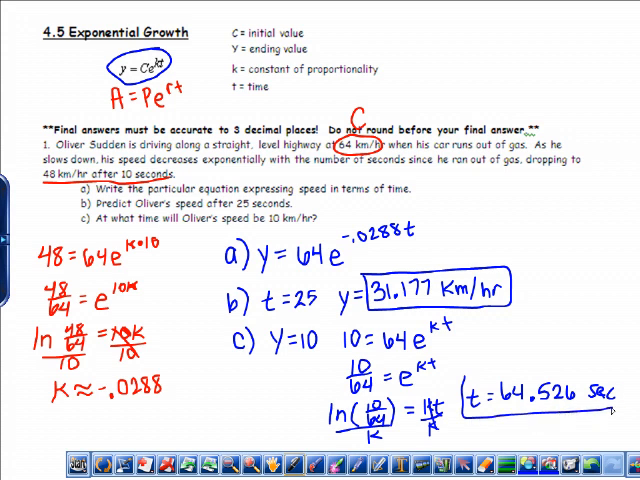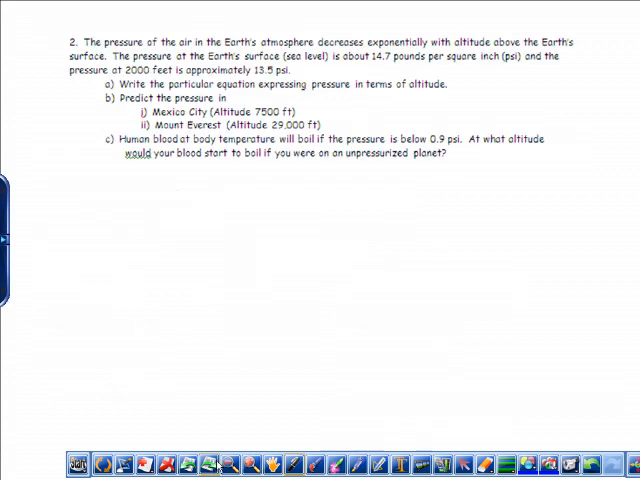Okay, now really any other exponential problem can be solved this way, starting with this main equation. Okay, so on this problem, problem number 2, we kind of have a different scenario, but we're going to solve it a very similar way. It says the pressure of the air in the Earth's atmosphere decreases exponentially with altitude above the Earth's surface. So our pressure here, that's our dependent variable. That's going to be our y variable. Our altitude is going to be like time. It's going to be the independent variable. There is no time variable in this particular problem.